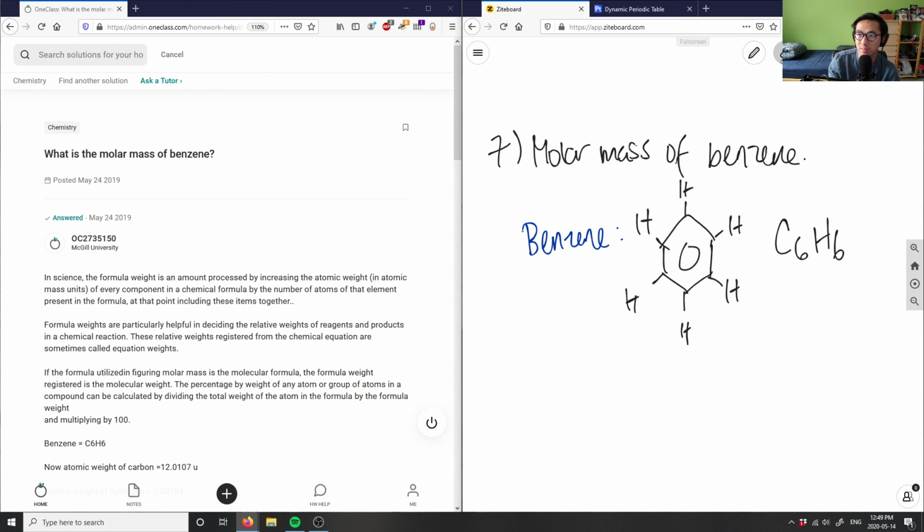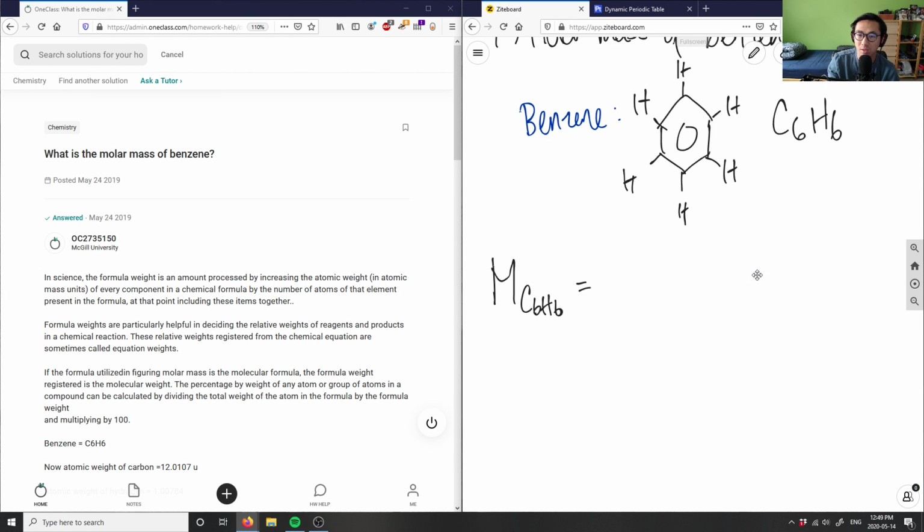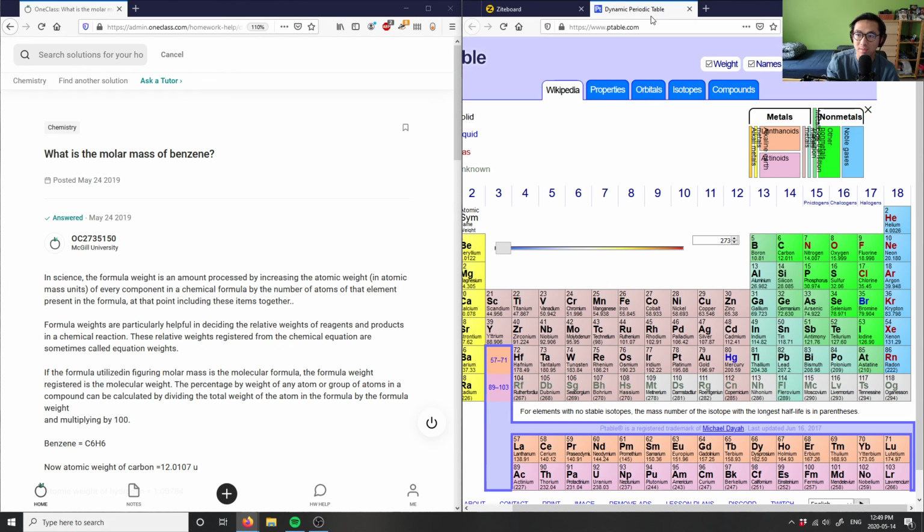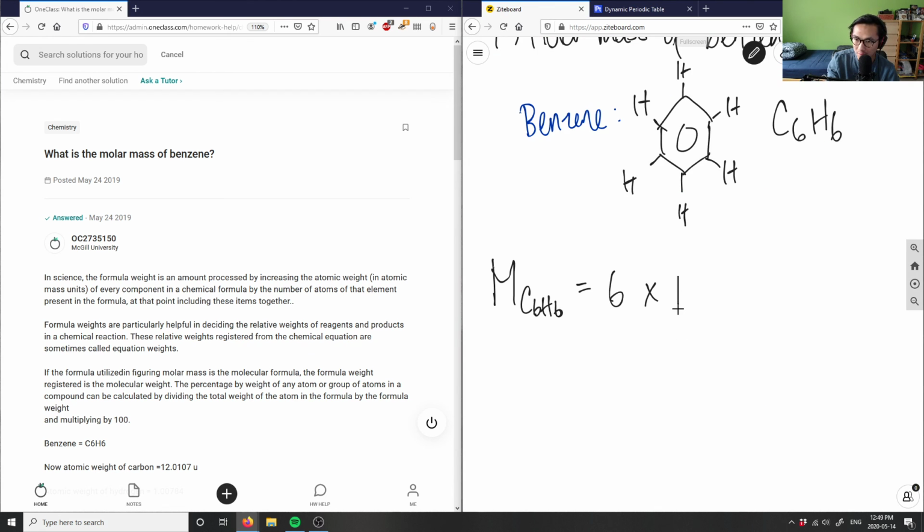And what I have to do is simply find the molar mass, right? So I can say that the molar mass, big M, of C6H6 is going to equal, well, I have C6H6, which means I have 6 carbons. And carbon is again this guy here, right? It's 12.011, so this is 12.01 grams per mole. So this here is going to be the molar mass of carbon.